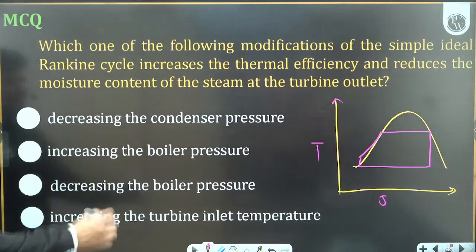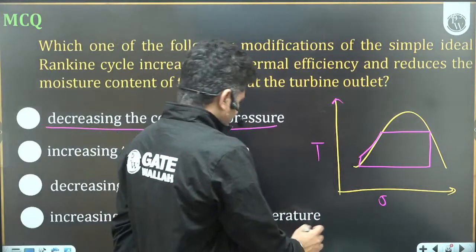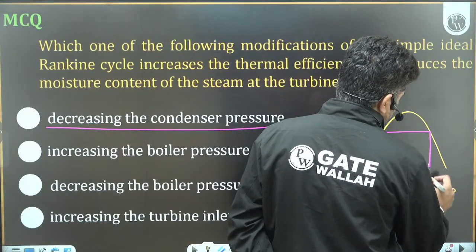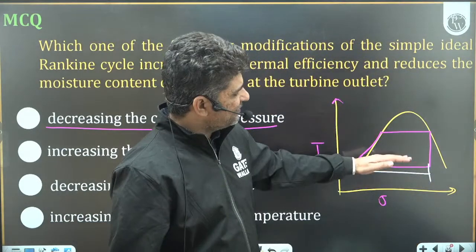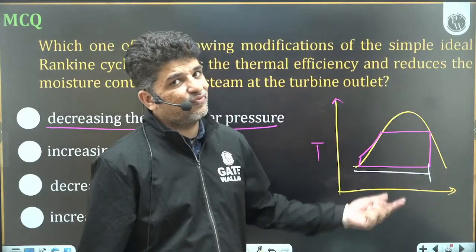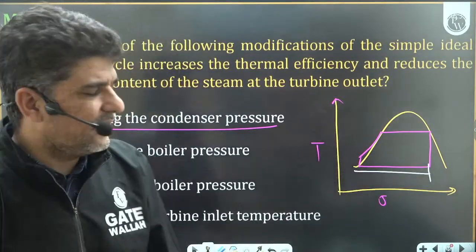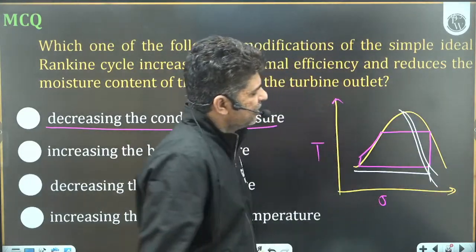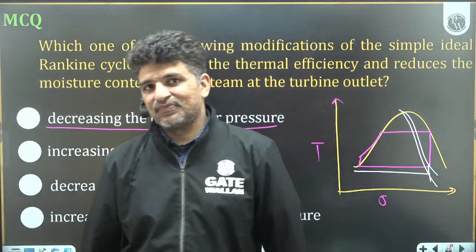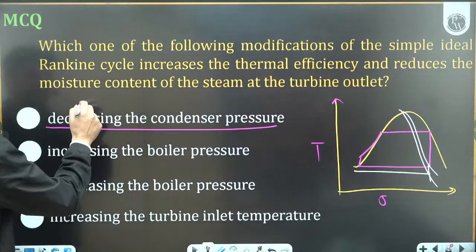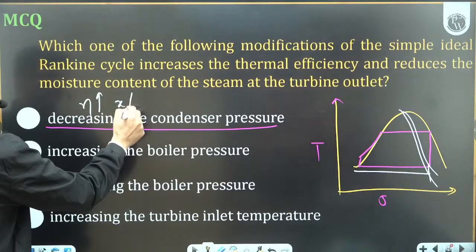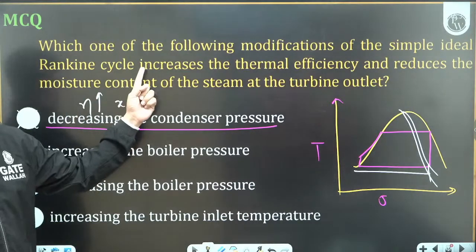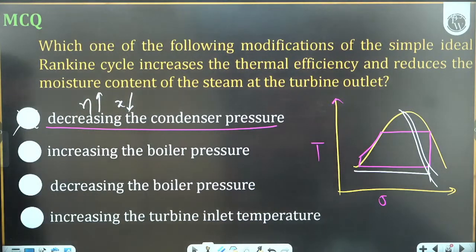If you see decreasing the condenser pressure, that means your cycle would be moving like this. Decreasing the condenser pressure would increase the efficiency, but it will increase the moisture content. So dryness fraction will reduce. So this is wrong. Efficiency will go up, but X will drop. But what he is asking is that efficiency should increase, and moisture content should also decrease.